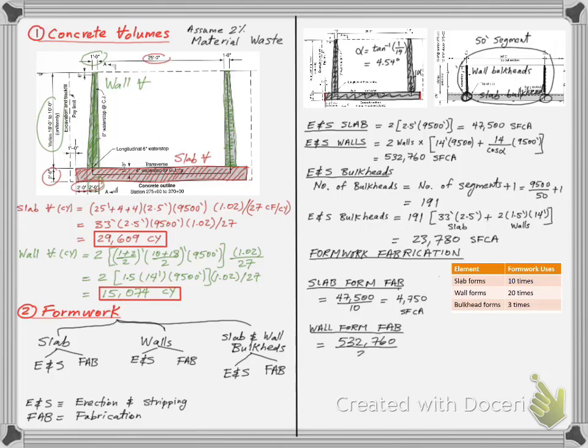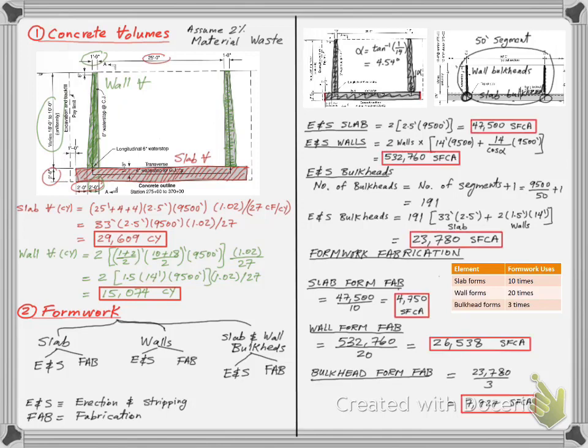For the walls, the formwork is assumed to be used for 20 times, as the wall surface area is larger and results in less fabrication waste. The bulkheads will result in the least uses of formwork, so we'll need almost a third of the E and S area to be fabricated.